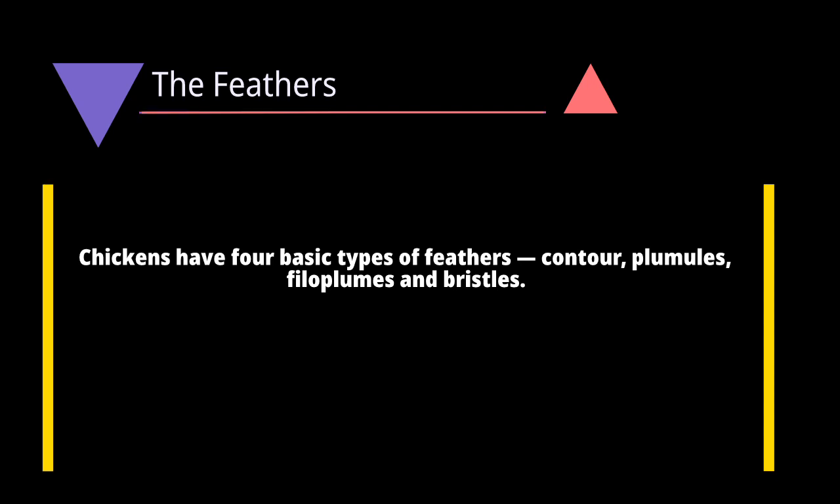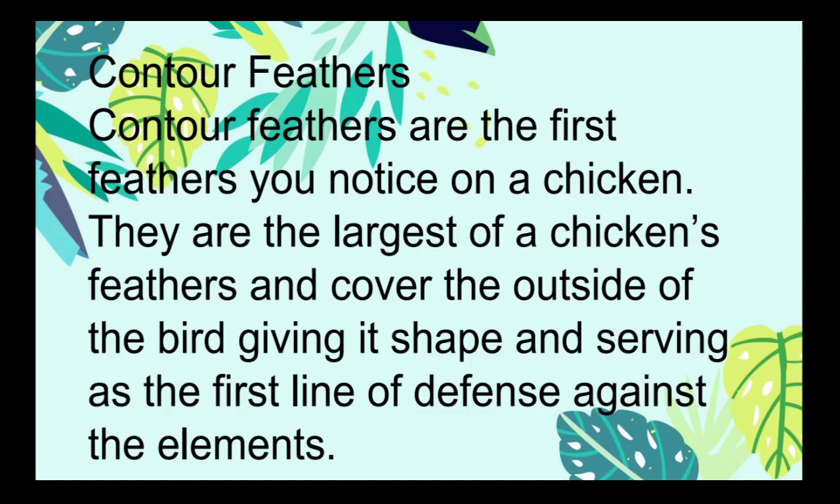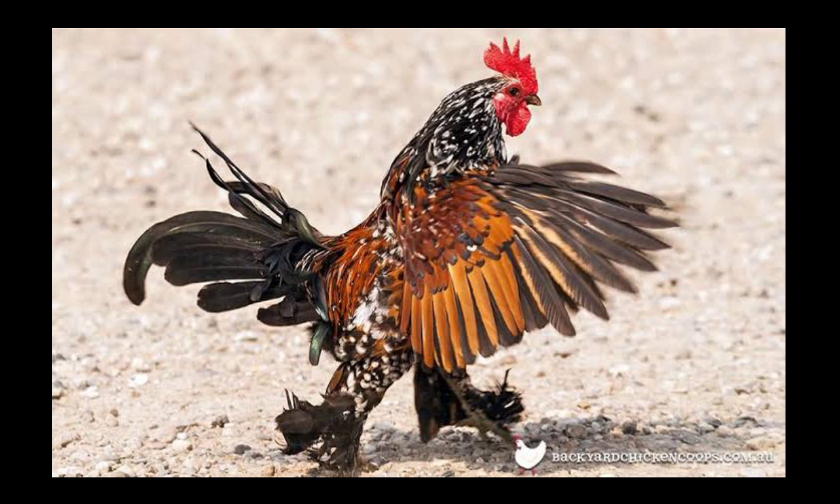Chickens have four basic types of feathers, such as contour, plumules, filoplumes, and bristles. Contour feathers are the first feathers you notice in a chicken. They are the largest of a chicken's feathers and cover the outside of the bird, giving it shape and serving as the first line of defense against the elements. And as you can see in the picture, this is a contour feather.